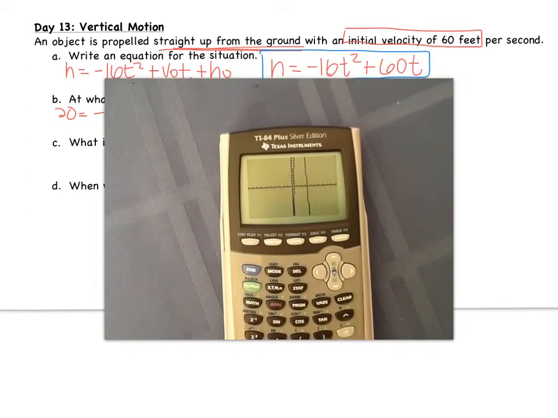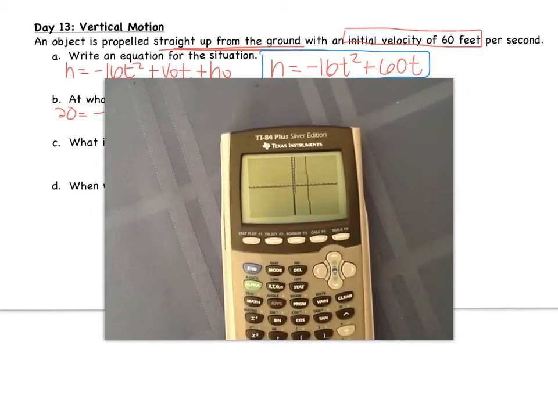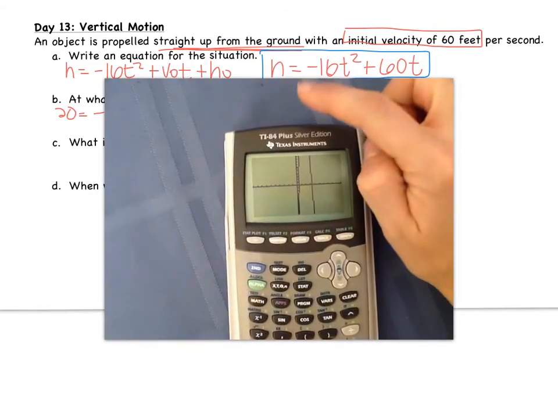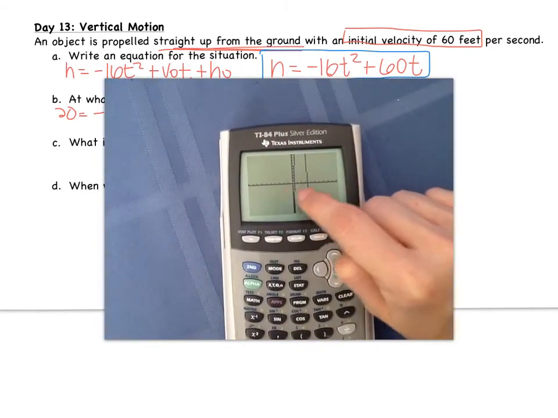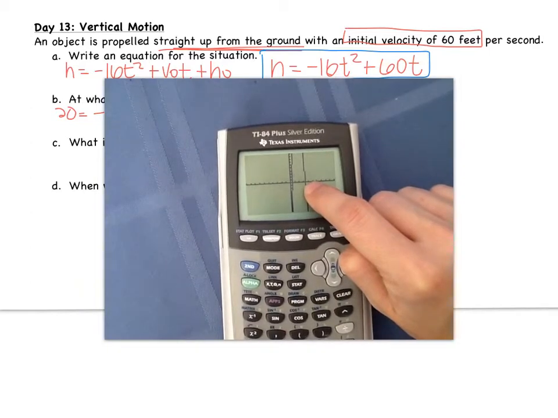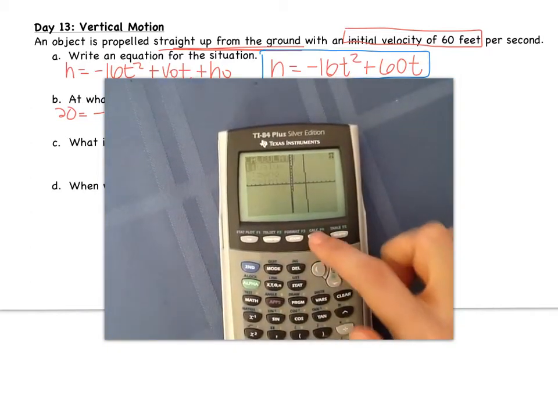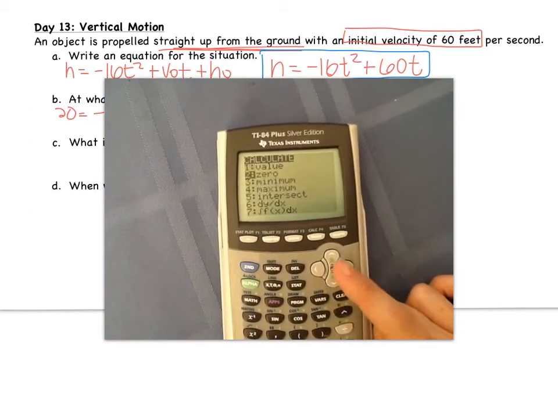Now, I'm looking for my zeros. So we know that this is a parabola that opens down, which means my vertex is somewhere up here. I just can't see it. And I have two zeros, this one and this one. So I need to solve for those. If I hit second calculate, I'm calculating the 0.